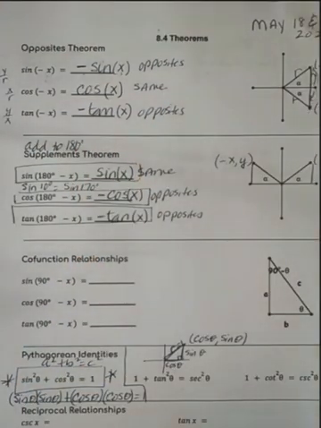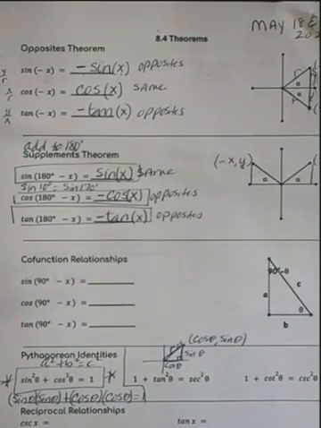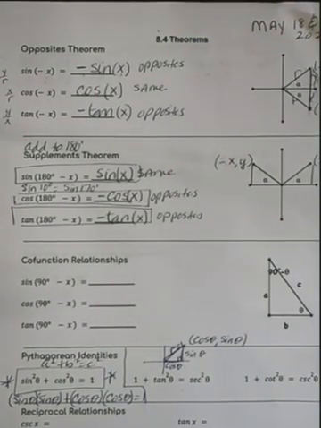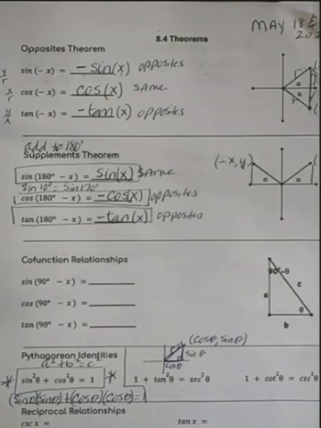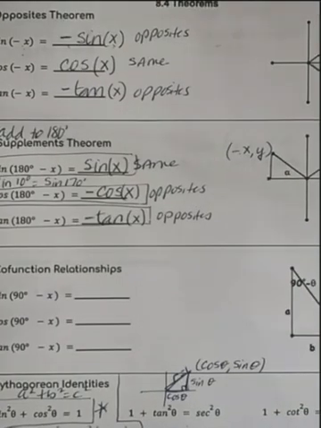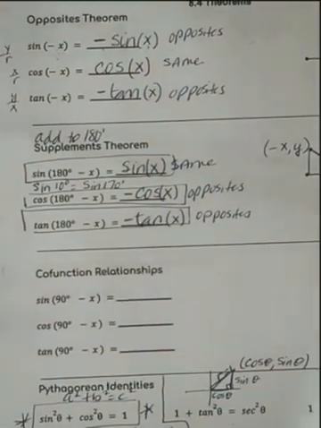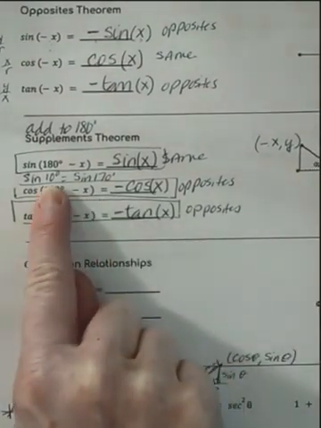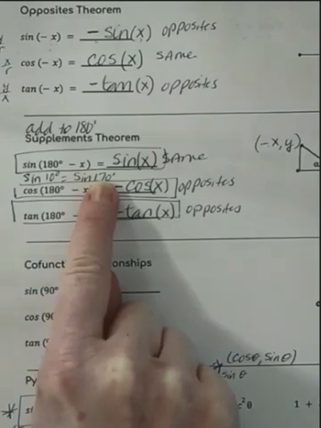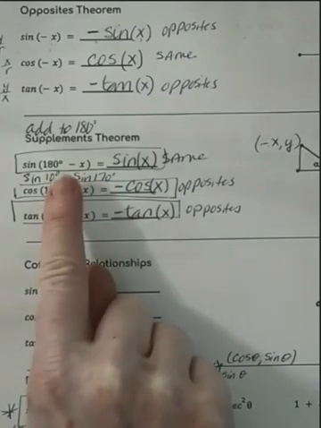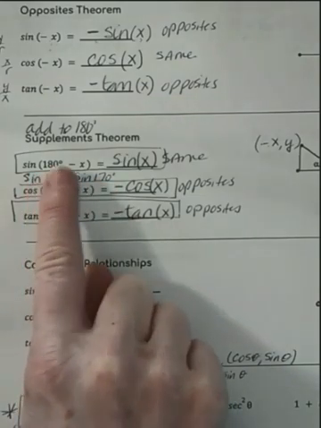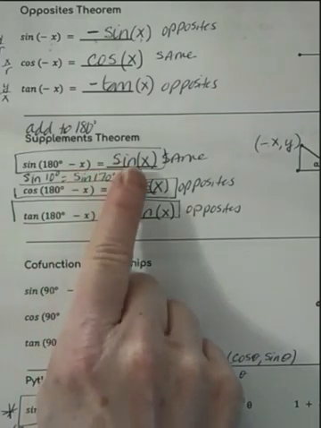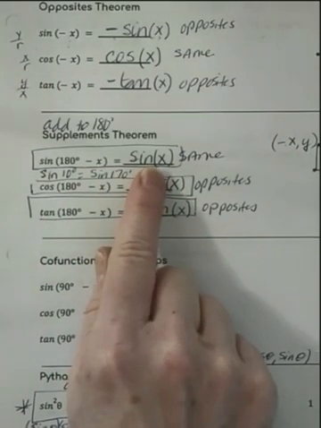Okay, we also talked on May 18th about the supplements theorem. And just remember that two angles are supplements of each other if they add up to 180 degrees. For instance, a 10 degree angle is supplementary to a 170 degree angle. So let's compare the sine of 180 minus 10 to the sine of 10 degrees, okay?